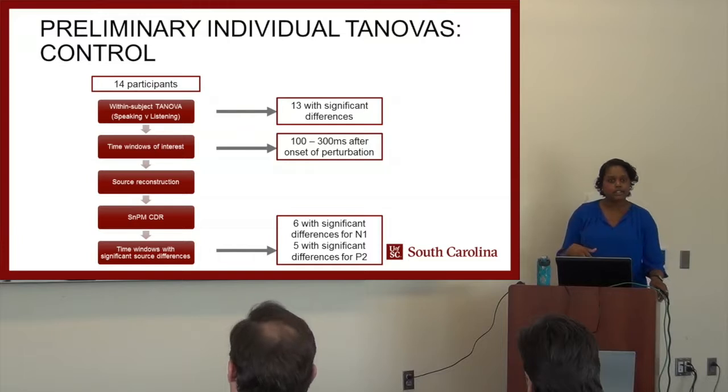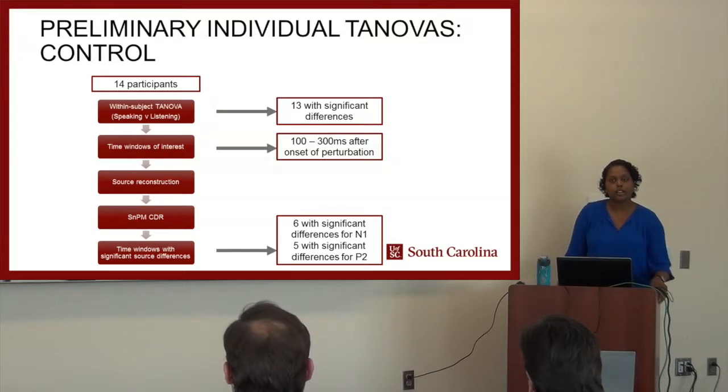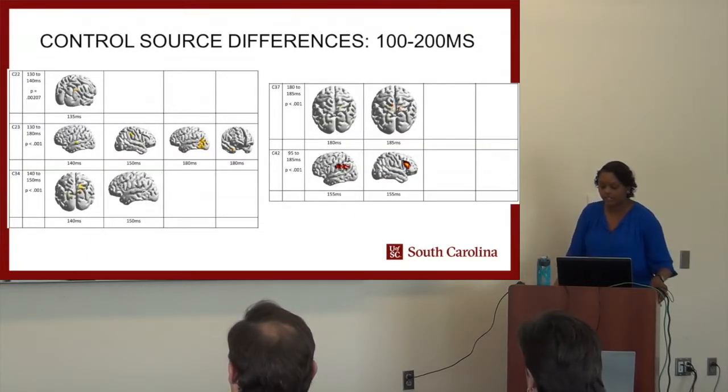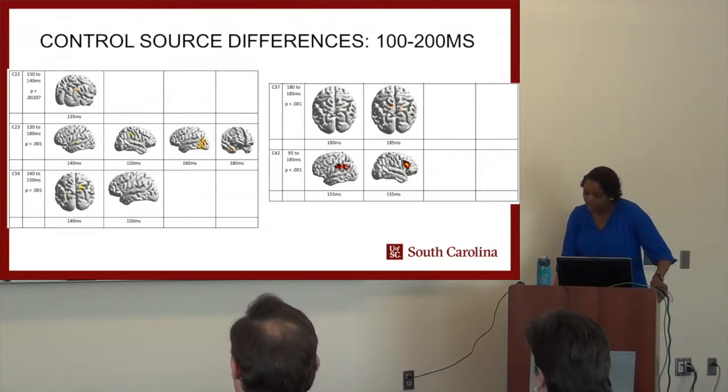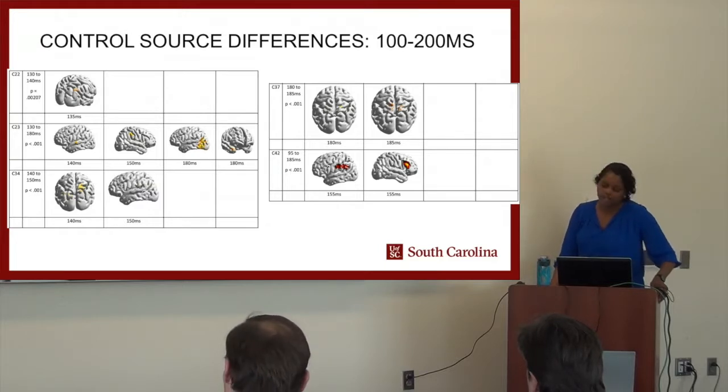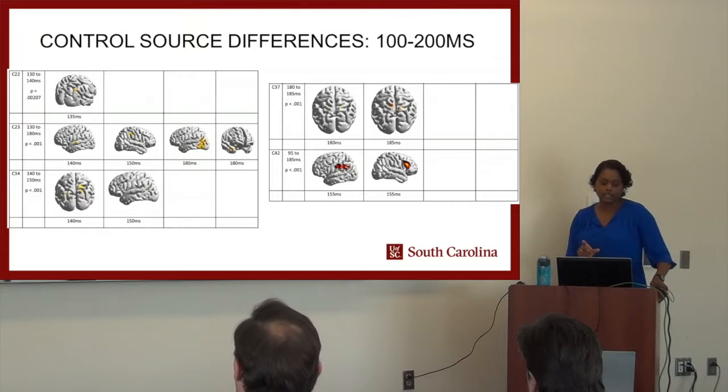So sources were reconstructed for those time windows. The statistical analysis was done on the sources to find significant differences between the conditions. And then we found that only 6 of the 13 showed those significant differences during the N1 time range, and then 5 of the 13 showed those differences for the P2 time range. And those differences are here. So what you have in each row is a different participant. The second column shows you that time window where the significant differences occur.